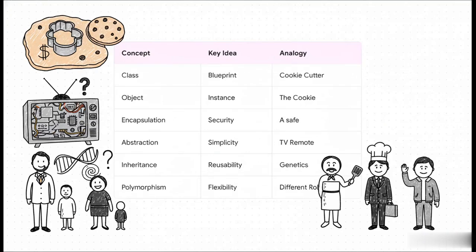So let's bring it all home with a quick summary. The class is the cookie cutter, the object is the actual cookie. Encapsulation is like a safe that protects its contents. Abstraction is your TV remote, hiding all the complex electronics inside. Inheritance works just like family genetics, passing down traits. And polymorphism is how one person can take on different roles, like being a parent, an employee, or a friend. The key is just to remember these simple analogies to help lock in these powerful ideas.